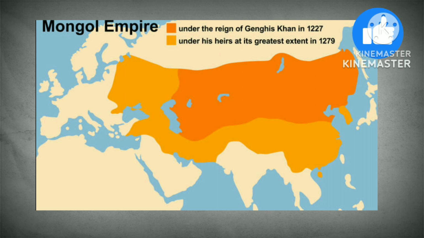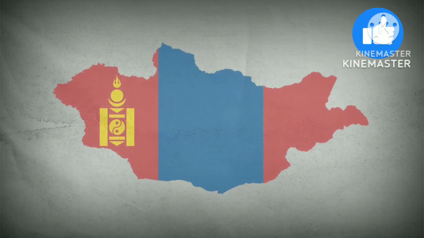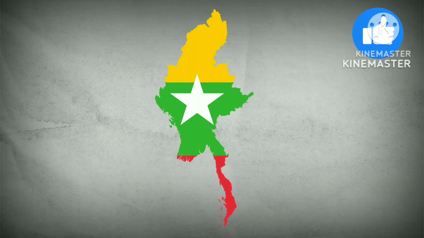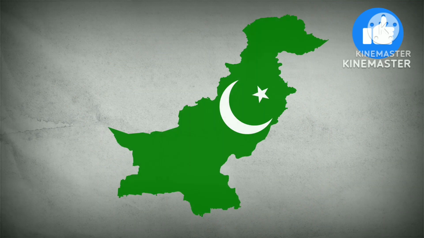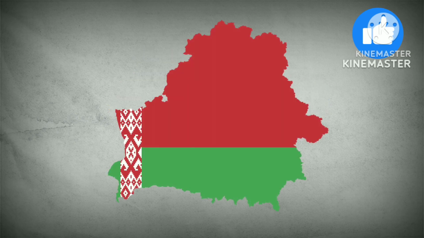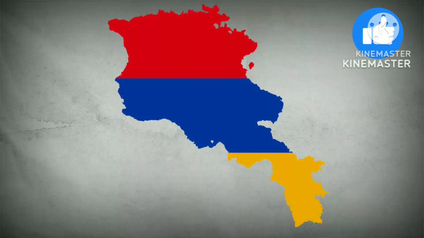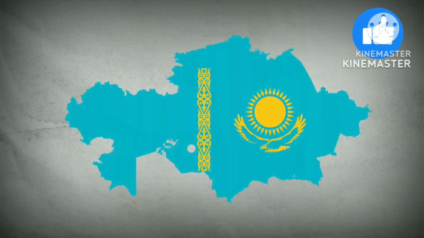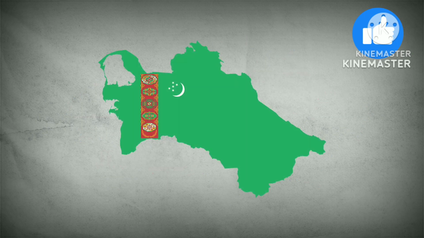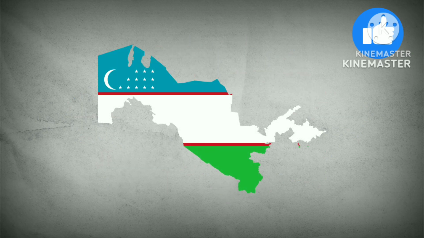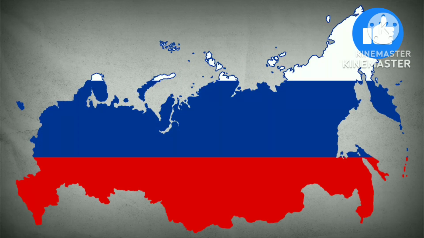The countries which were occupied in this greatest extent in 1279 are Mongolia, China, parts of Myanmar, Romania, Pakistan, Ukraine, Belarus, Turkey, Georgia, Armenia, Iran, Iraq, Kazakhstan, Kyrgyzstan, Turkmenistan, Tajikistan, Uzbekistan, Afghanistan, and Russia.